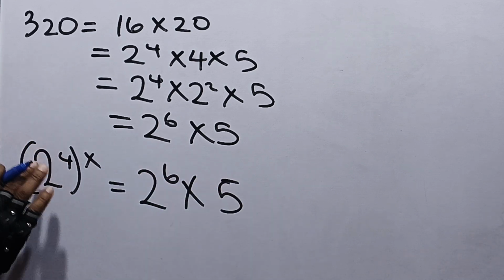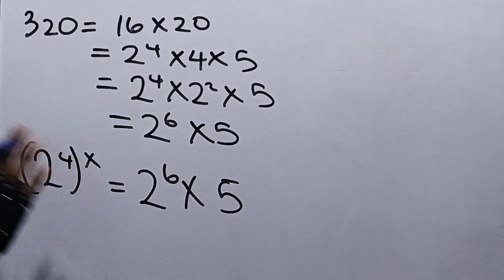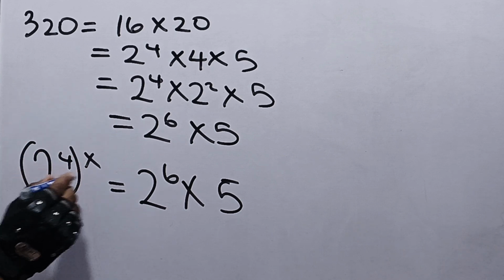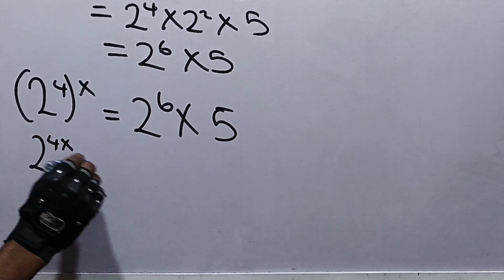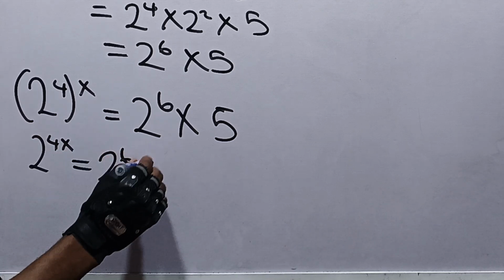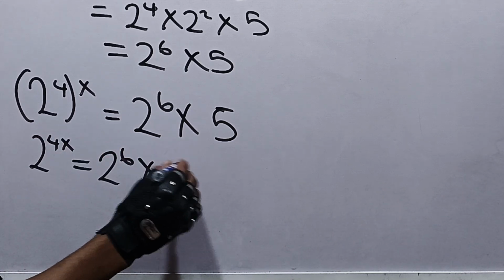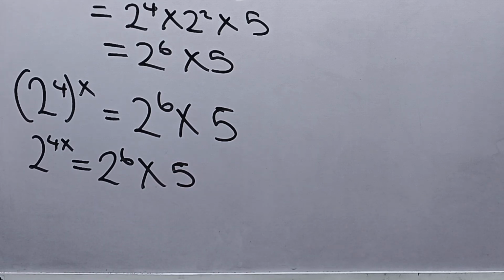When you have a number raised to the power of a number raised to the power of another number, you multiply both powers. So we have 4 times x to be 4x. So we have 2 raised to the power 4x now to be equal to 2 raised to the power 6 multiplied by 5. Now you can take the logarithm of both sides.